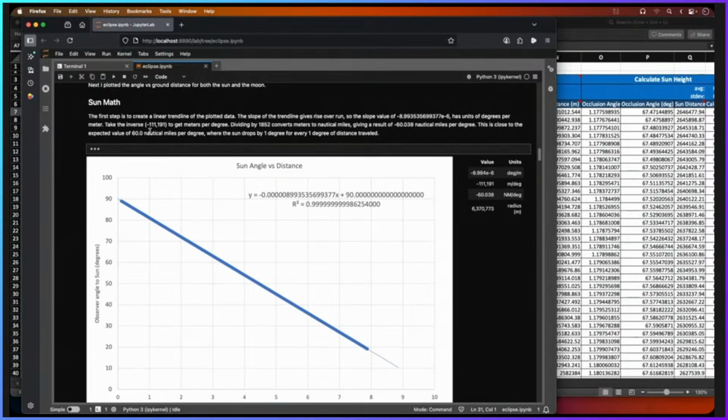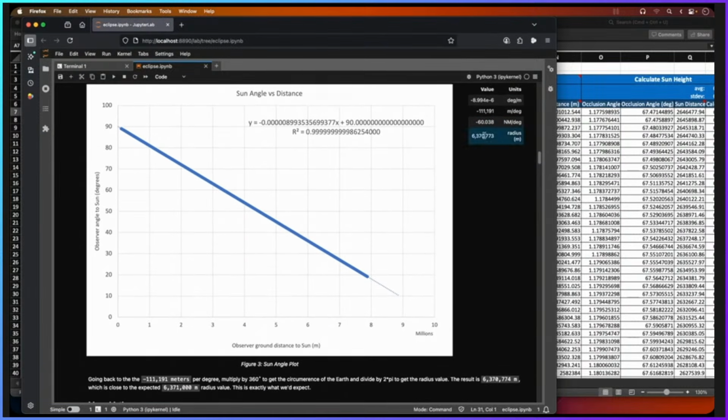When we take the inverse, 111,000 meters per degree, and then divide by 1852, that gives us 60.038 nautical miles per degree. This is close to the expected 60 nautical miles per degree, where the sun drops by 1 degree for every 1 degree of distance traveled. Going back to this 111,000 meters per degree number, if we multiply by 360 degrees to get the circumference, and then divide by 2 pi, we get the radius value of 6.3 million meters. This is close to the 6371 radius for the Earth value, which is what we'd expect.